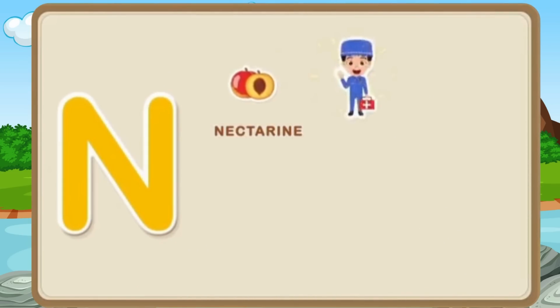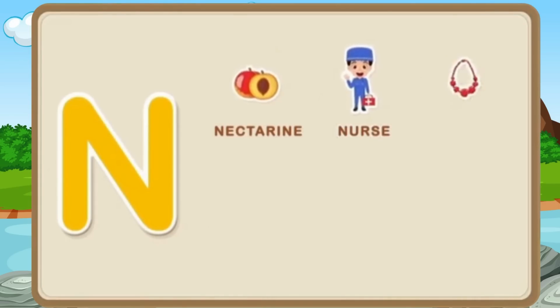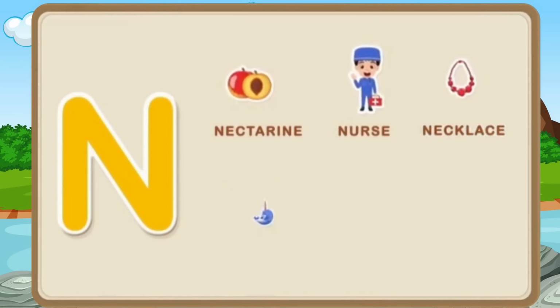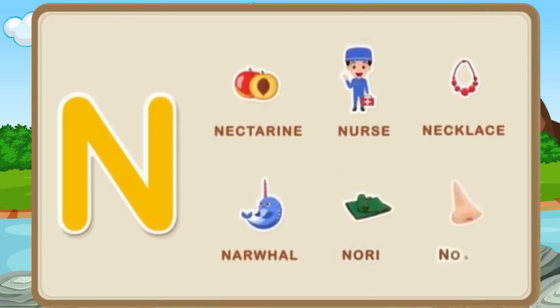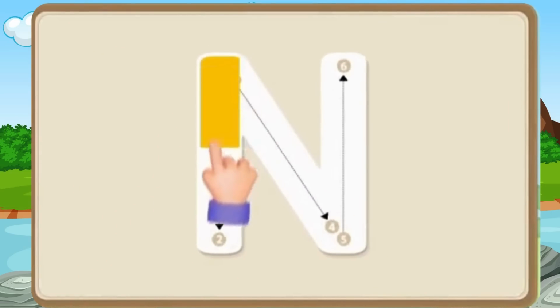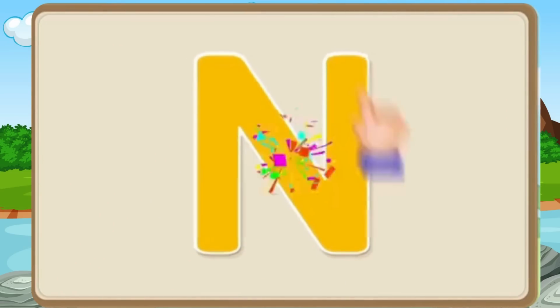N is for nectarine, nurse, necklace, narwhal, nori, nose. Now, let's learn how to trace the letter. Perfect.